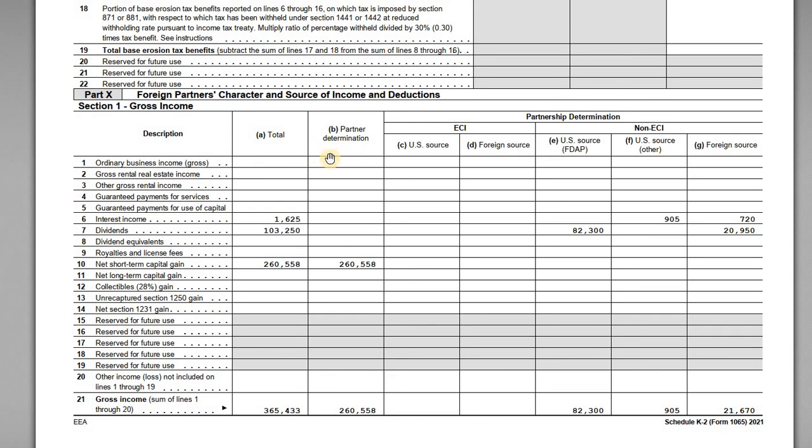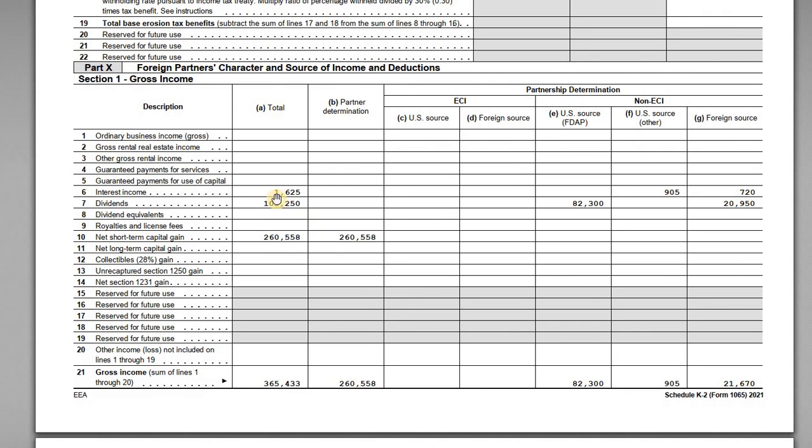All right, and then the last part here, part 10, this is very, very helpful for both foreign and U.S. partners to get a sense of the source of income and whether it's being subjected to tax in the U.S. So we have our totals here on the left-hand side in column A, and then moving left to right, partner determination based on source, and then whether it's ECI, non-ECI, and then further broken down in a source within each. So here we have the total amounts of interest and dividends and capital gains. You can see here we're reporting $260,558 of capital gains as partner determination, right? So we're not assigning a source, and it's not ECI or non-ECI.